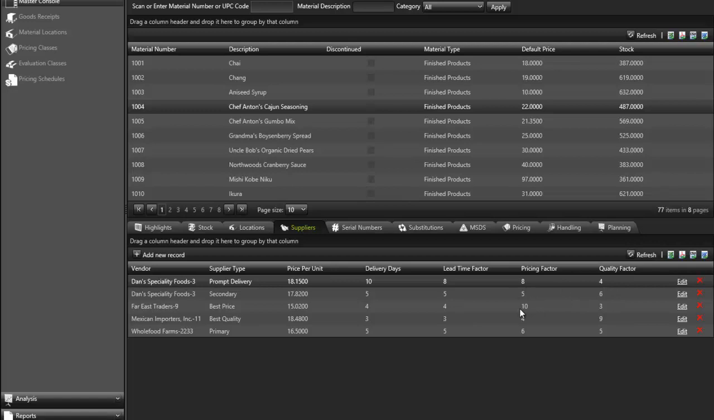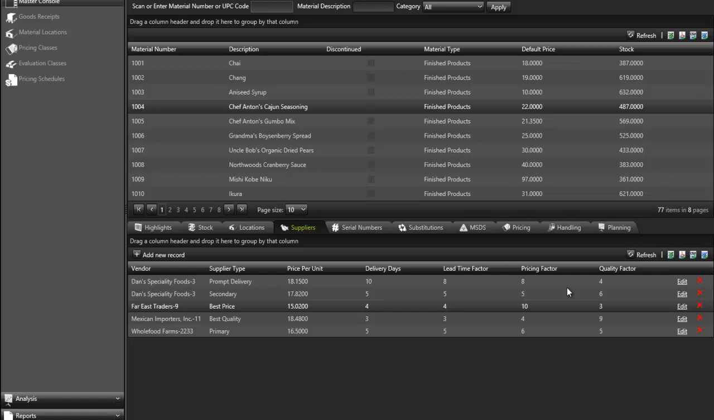In contrast, I could see that this Far East Traders has the best price, but their lead time is very slow. Perhaps it's coming from overseas. Their quality is kind of poor. So these factors are sort of self-rating. I happen to use 1 through 10. There's no limit to how you do that. You can have 1 through 100 or just whatever ranges you want. They're kind of free form.